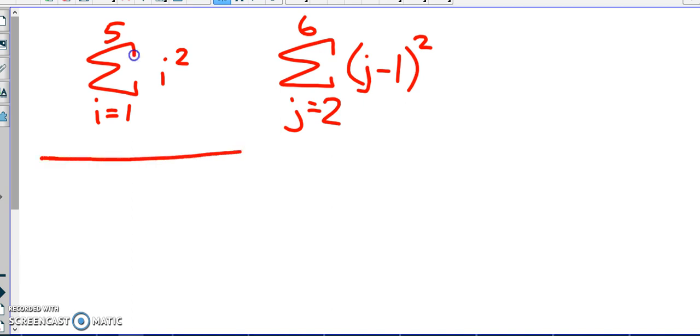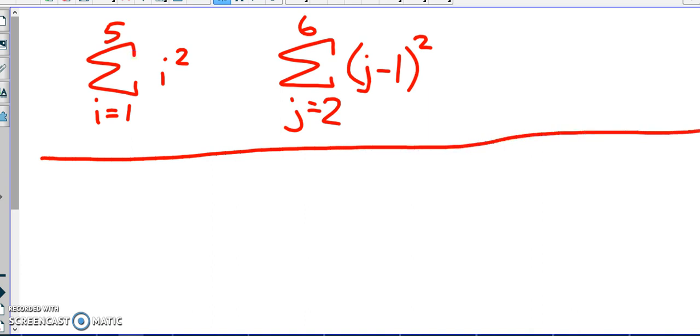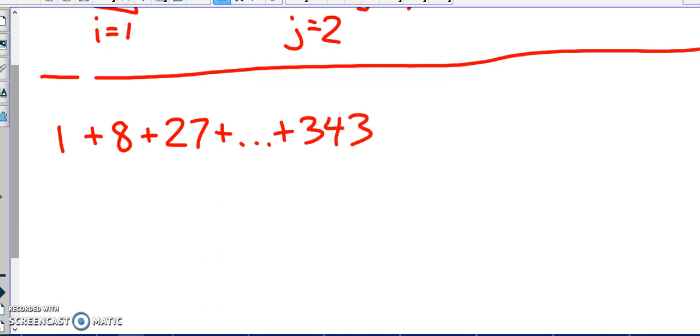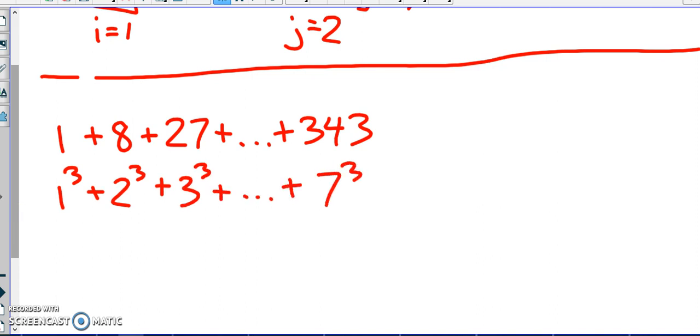Now, what I'm going to do is write out some sums, and we're going to write them in sigma notation or summation notation. So let's say I've got 1 plus 8 plus 27 plus ... plus 343. Well, note that this is 1 cubed plus 2 cubed plus 3 cubed plus ... plus 7 cubed. So I'd want to add up all the cubes from 1 to 7.